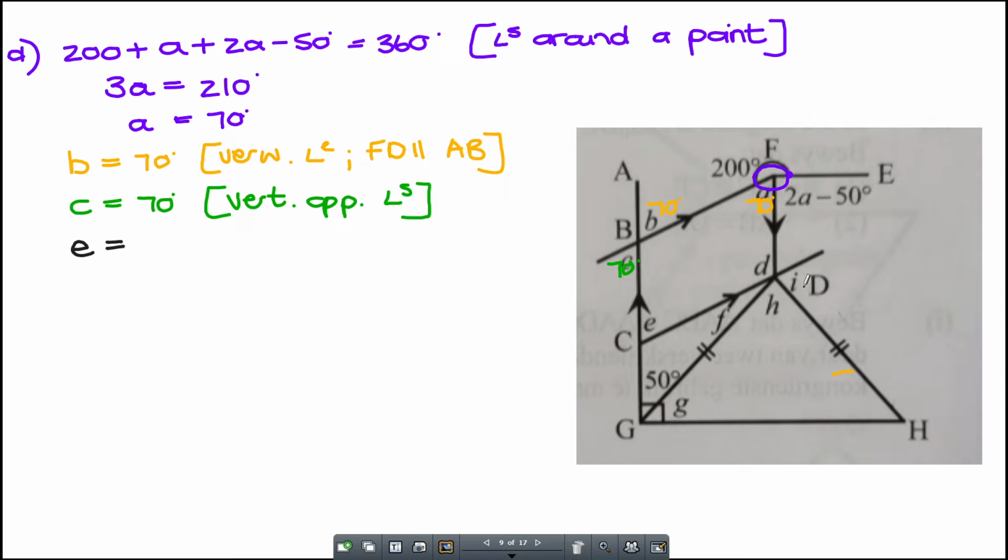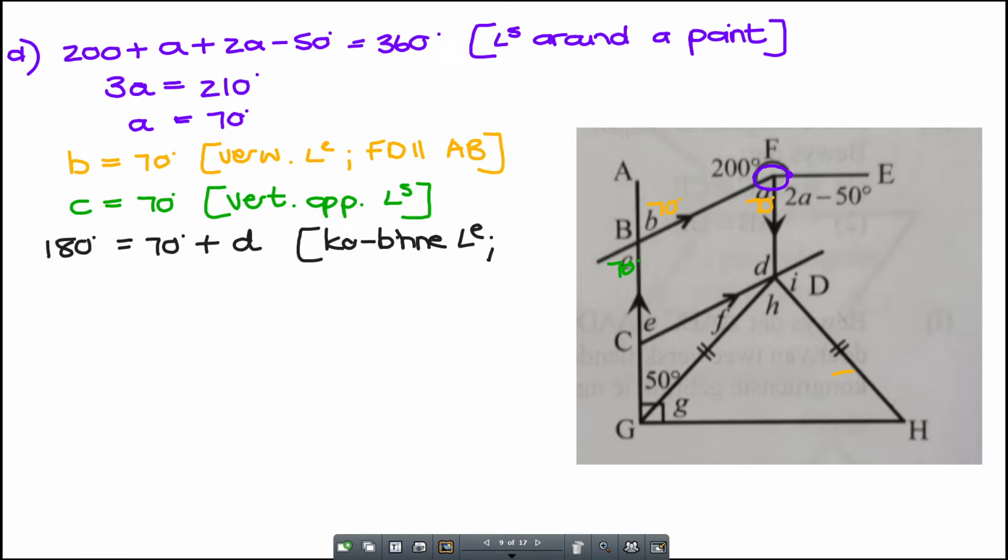Nog nie D gekry nie, nee. Wil jy gou eers D doen? Okay. Okay, so D. What I saw is that if I add A and D, it should give me 180, nee? Want dis mos binne hoeke. Okay, so ek gaan sê 70 plus D, oh, wat ekskuus, hier skryf ek nou verkeerd om, is gelyk aan 180. Want dis binne hoeke.